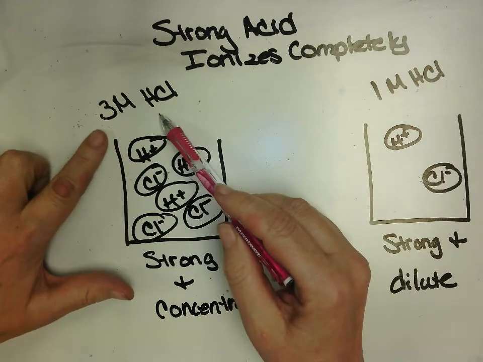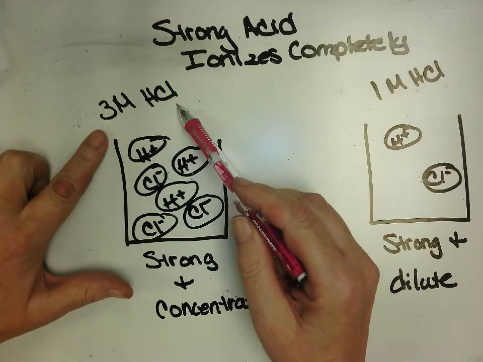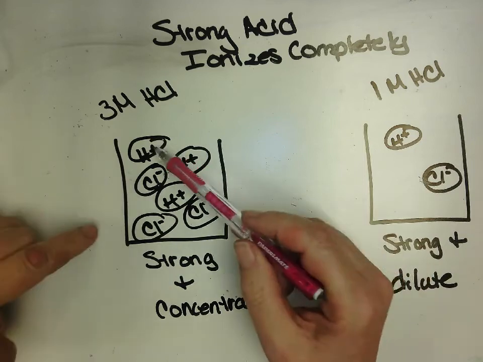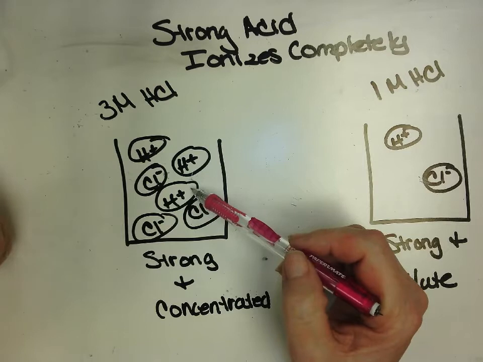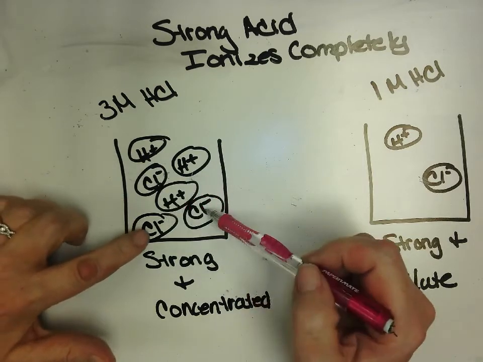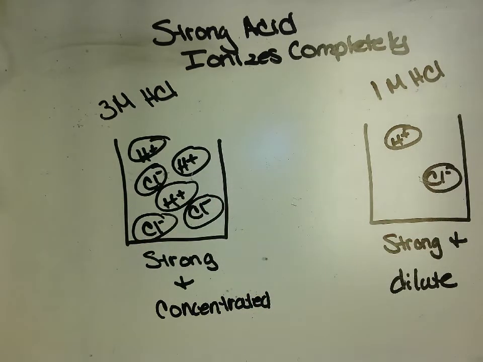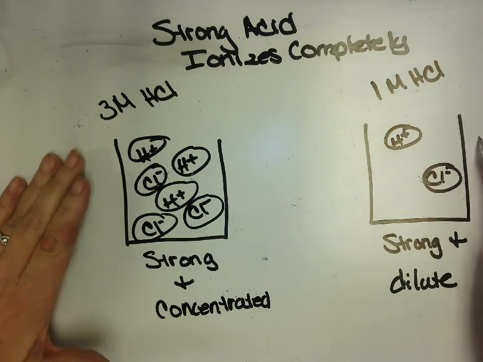So if I put 3 molar hydrochloric acid, and this is 1 liter, it's going to break up into 3 moles of hydrogen in that 1 liter, 3 molar hydrogen and 3 molar chloride ion concentration, okay? Or I could put 1 molar hydrochloric acid into water and I'm just going to get that 1 mole of hydrogen and 1 mole of chloride. So right now, hydrochloric acid is a strong acid.